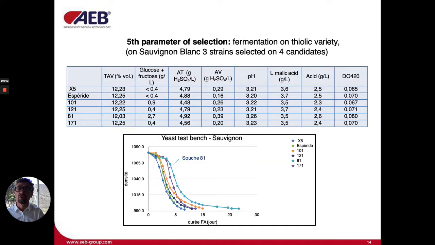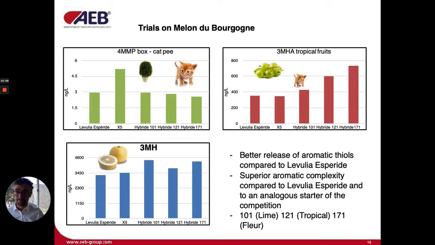And then we focused on Sauvignon Blanc. Focusing on Sauvignon Blanc means finally going after the thiols. And here we see how the thiols are outlined mainly on the 4-MMP, the 3-MHA, and the 3-MH. We have a reference yeast here that is used a lot on Sauvignon Blanc that resulted very high in the typical cat pee box tree aroma, very expected, let's say, in a Sauvignon Blanc.